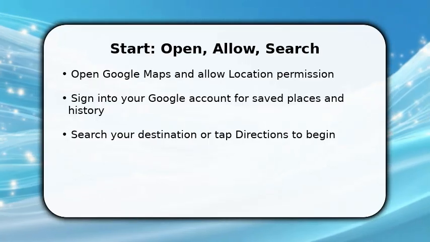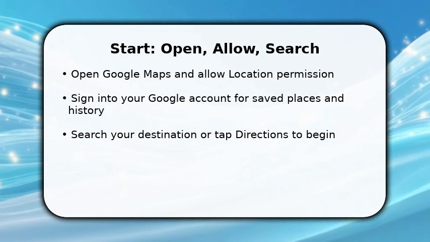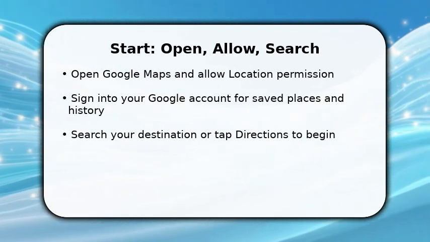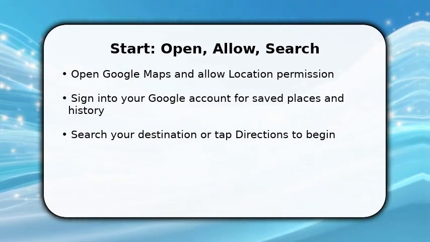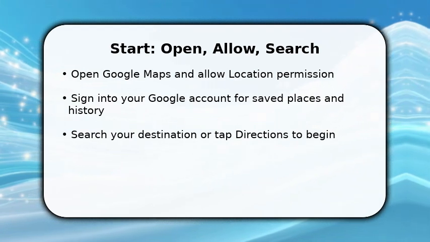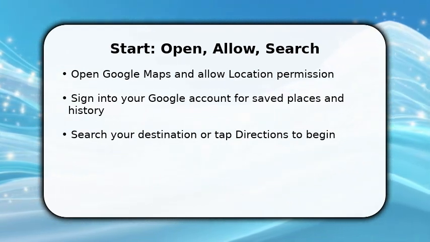You're starting now. Open Google Maps and immediately allow locations so pins and routing are accurate. Sign into your Google account to sync saved places and timeline. This makes future steps faster.